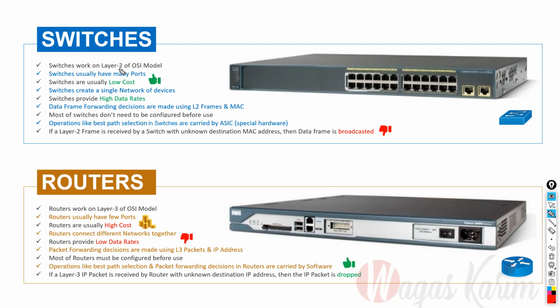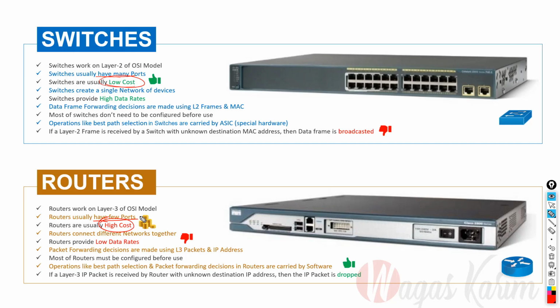Switches, first of all, work on layer 2 of the OSI model, and routers work on layer 3 of the OSI model, which means what? Switches work with MAC addresses, the physical addresses of each port, while routers usually deal with logical addressing, with IP addressing. Switches usually have many ports and routers have few ports, which we have discussed just now. Switches are usually low cost devices as compared to routers.